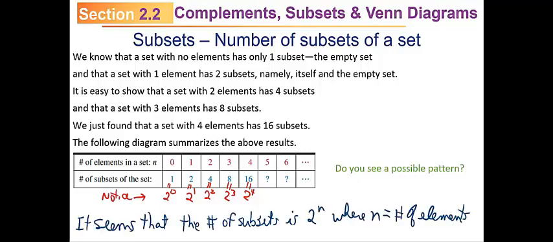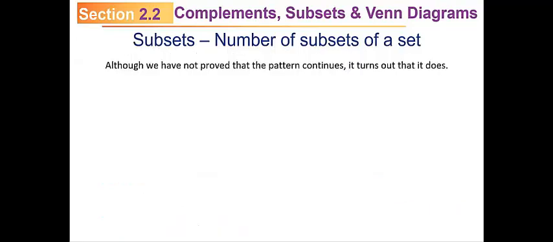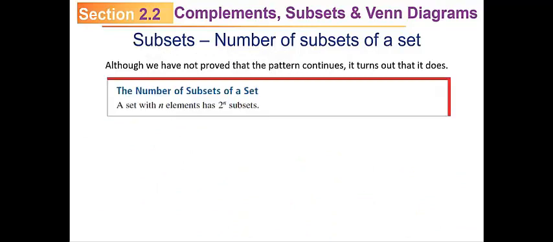It seems as if the number of subsets is 2 to the power of n, where n is the number of elements. Although we've not proven that that pattern continues, it turns out that it does. So we have the following result. A set with n elements has 2 to the power of n subsets.